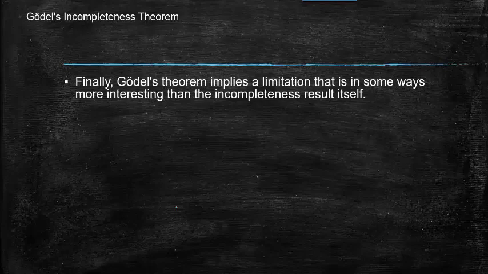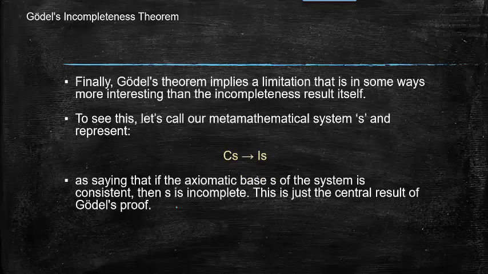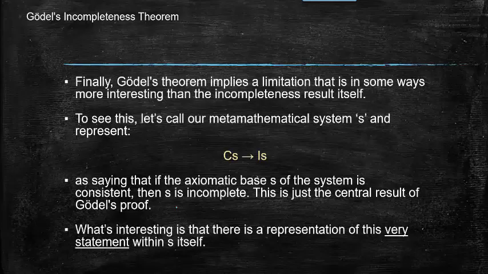Finally, Gödel's theorem implies a limitation that is in some ways more interesting than the incompleteness result itself. To see this, let's call our metamathematical system S and represent "if CS then IS" as saying that if the axiomatic base S of the system is consistent, then S is incomplete. This, of course, is just the central result of Gödel's proof. What's interesting is that there is a representation of this very statement within the system itself.